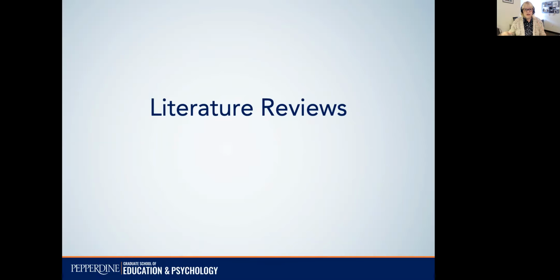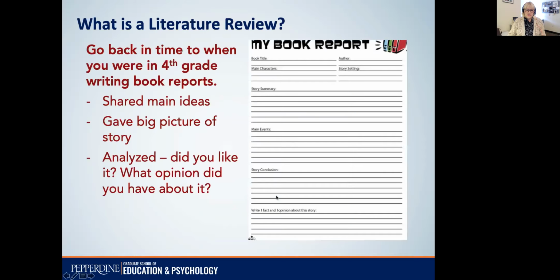You'll have a lot clearer structure for your piece, and your reader will be able to follow along to see what the literature review is about. So the key here is to think back when you were in 4th grade and you had to write a book report. A literature review is essentially a report on what you're finding in the research. So think of it very simply in that way.